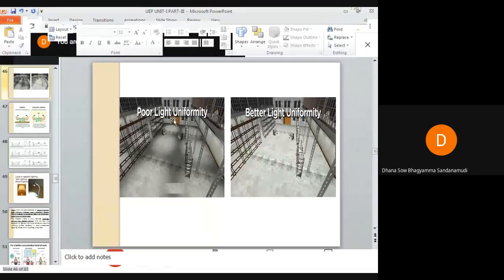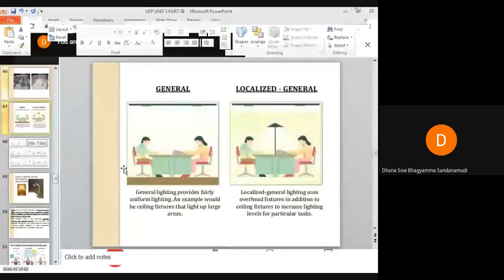So when light is poor, we can't see our surroundings clearly, but with better lighting we can work properly. If you see here, two people are studying on a table, on a work plane. This table is the work plane, and you can see two lamps here. This is one lamp, this is another lamp, which are fixed to the ceiling.